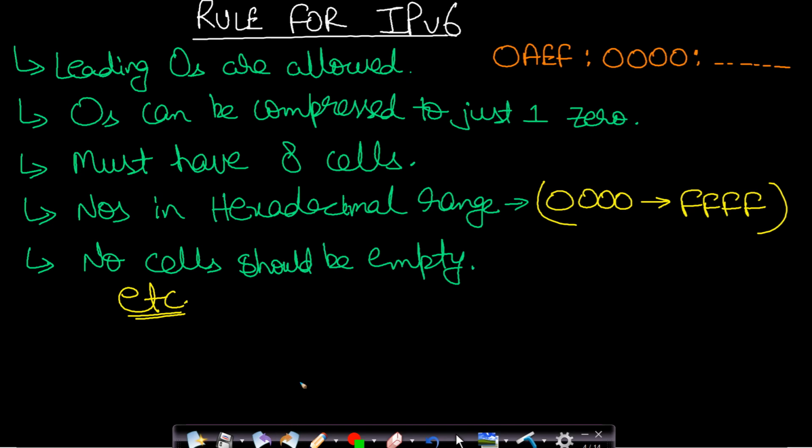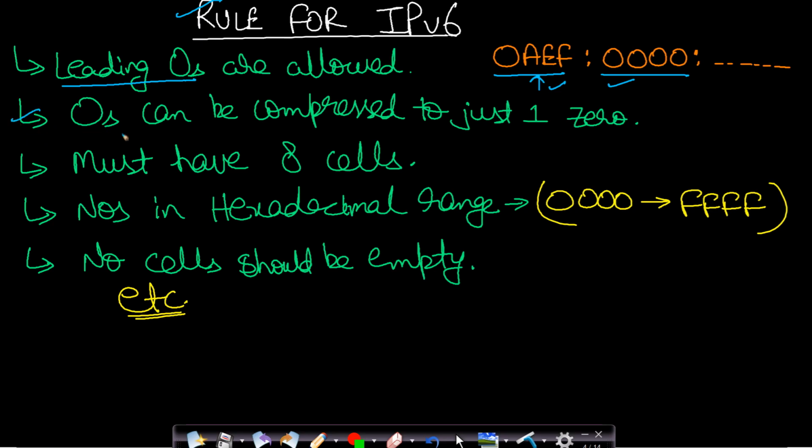Let us now look at the rules for a valid IPv6 address. So in this IPv6 address, you are allowed leading zeros. So it was not allowed in IPv4 but allowed in IPv6. So 0AEF is allowed. This is valid. 0000 is allowed and it is valid.